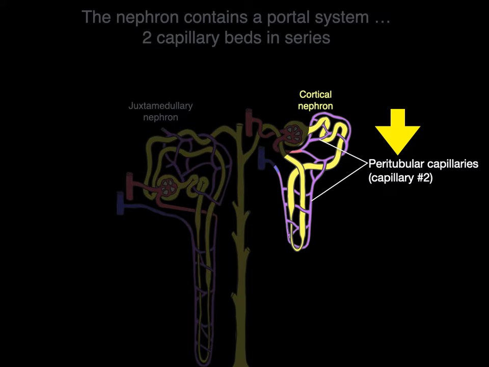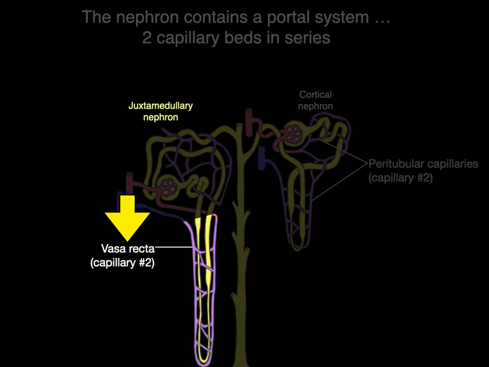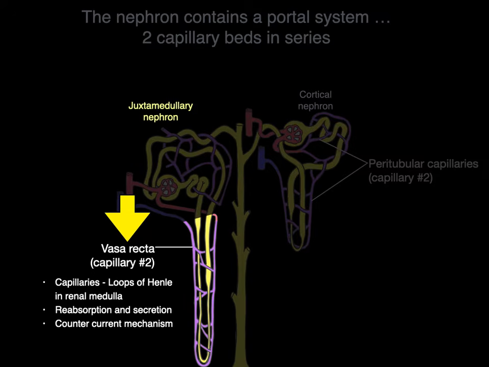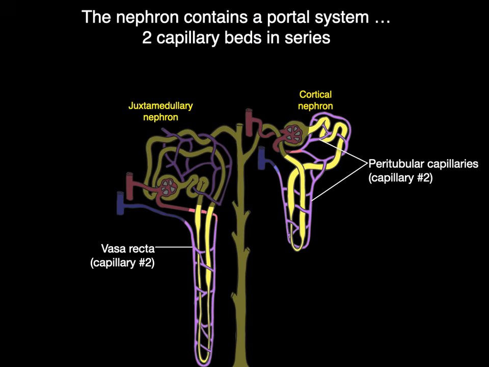But those are cortical nephrons. The juxtamedullary nephrons have their own called vasa recta that go all the way down into the medulla. So these are capillaries that follow these long loops of Henle down into the renal medulla, where also reabsorption and secretion take place. And this is also where the counter-current mechanism occurs, using the vasa recta with those long loops of Henle and that very salty interstitium.